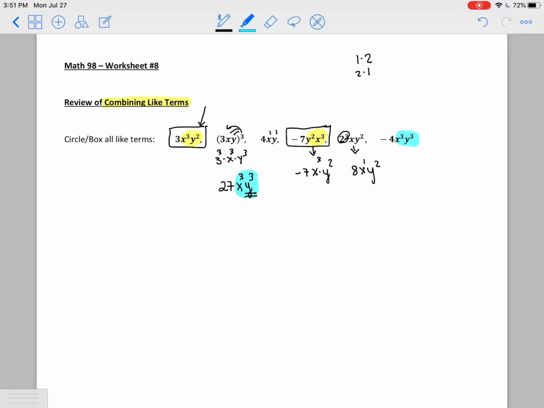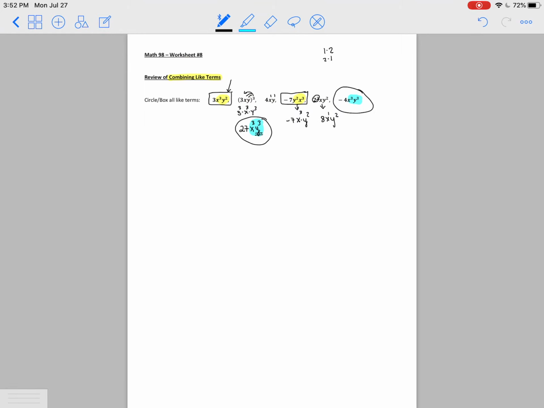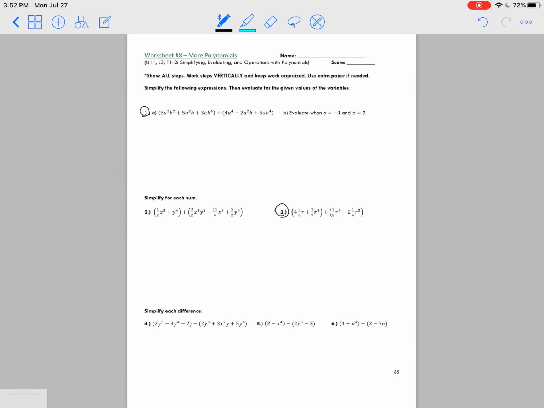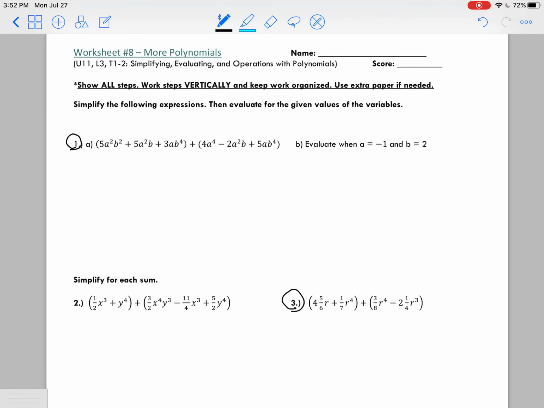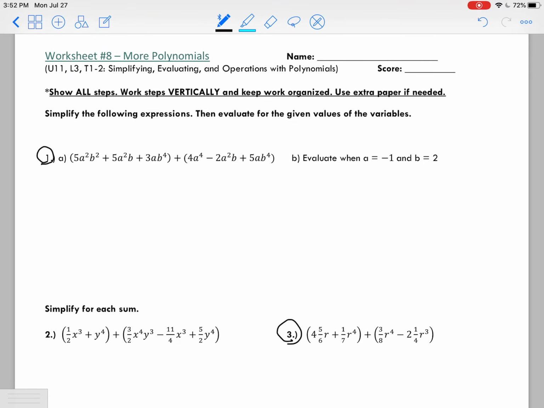Coefficients don't matter, right? We don't care about those unless we were actually asked to combine these, adding or subtracting them together, to figure out how many x cubed y cubeds we have. But in this particular example, as a review, all we're asked to do is box and circle the ones that are the same. So we've got those two that are the same, the first and fourth, and nothing else in that list is the same. I wanted to review that because sometimes they can get a little tricky, and especially when you start throwing in so many terms, it can get a bit overwhelming.